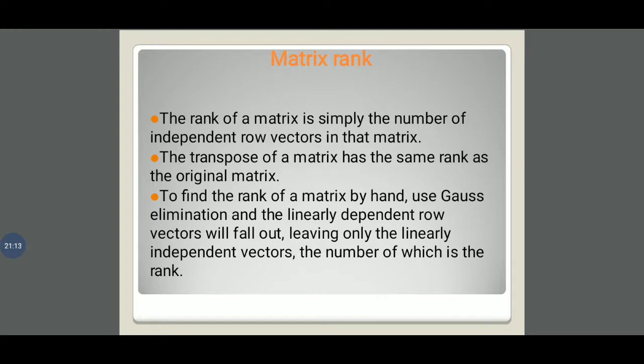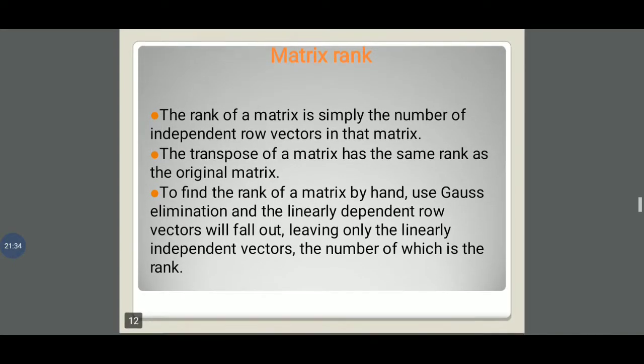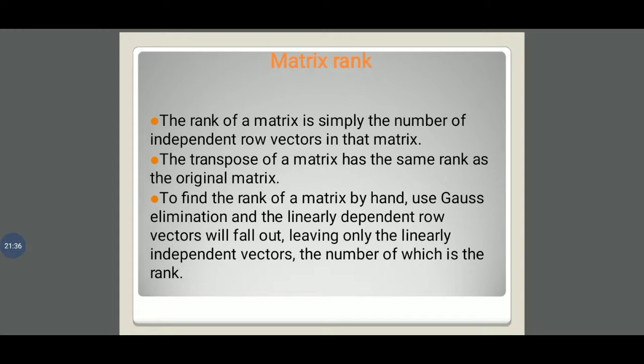Remember, a rank is a positive integer, it will not be equal to 0. We have to consider the concept of rank for a non-zero matrix. Therefore, the minimum rank will be 1 and the maximum rank depends upon the order of the given matrix. Okay, this is the rank for the matrix. To find the rank, we can use the Gauss elimination method. Our linearly dependent row vectors will fall out, leaving only the linearly independent vectors, the number of which is the rank.